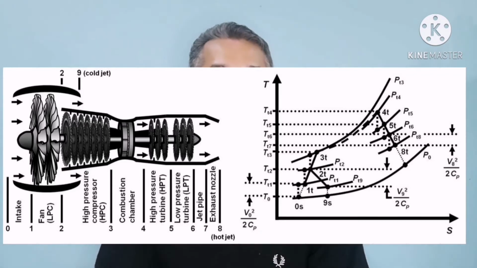Process 0 to 1 takes place at the intake. Process 1 to 2 is a process at the low pressure compressor or fan. Process 2 to 3 is a process at the high pressure compressor, HPC. Process 3 to 4 is a process at the combustion chamber. Process 4 to 5 is a process at the high pressure turbine. Process 5 to 6 is a process at the low pressure turbine. Then process 6 to 7 is a process at the jet pipe, and process 7 to 8 is a process at the exhaust nozzle. And then station 9 is actually the process at the bypass.